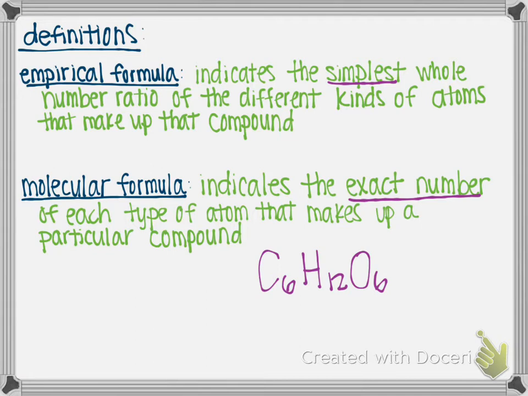C6H12O6. That would be a molecular formula because it's showing the exact number of each type of atom that makes it up. You have 6 carbons, 12 hydrogens, 6 oxygens, but that's not the simplest whole number ratio. The simplest whole number ratio would be CH2O, meaning that you have double the hydrogens than you do carbons and oxygens. So for the glucose example, it has a different molecular and empirical formula. The molecular formula is the actual compound of glucose. The simplest whole number ratio of that would just be CH2O.